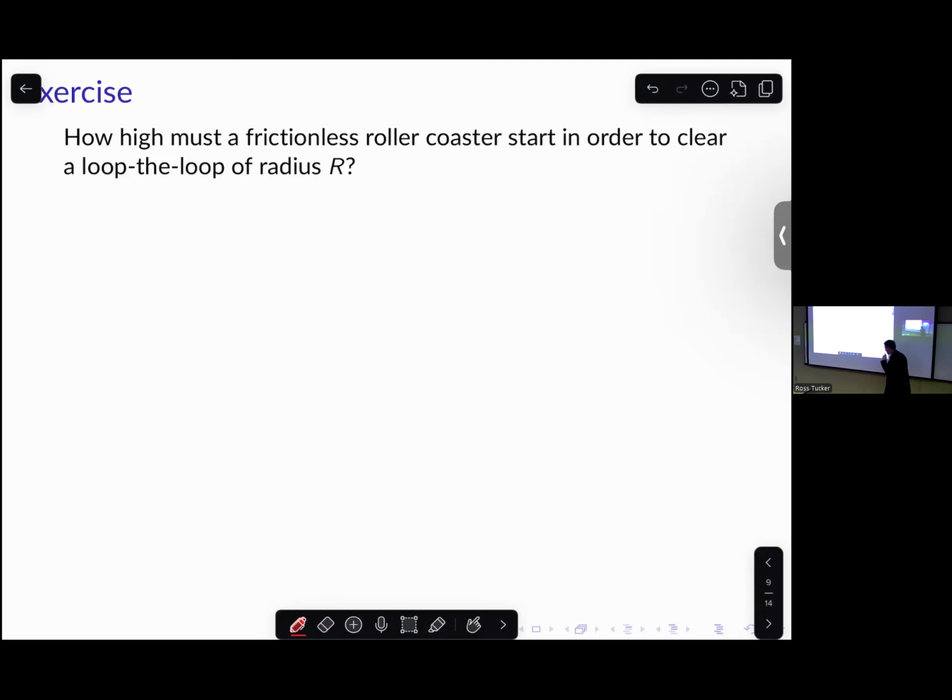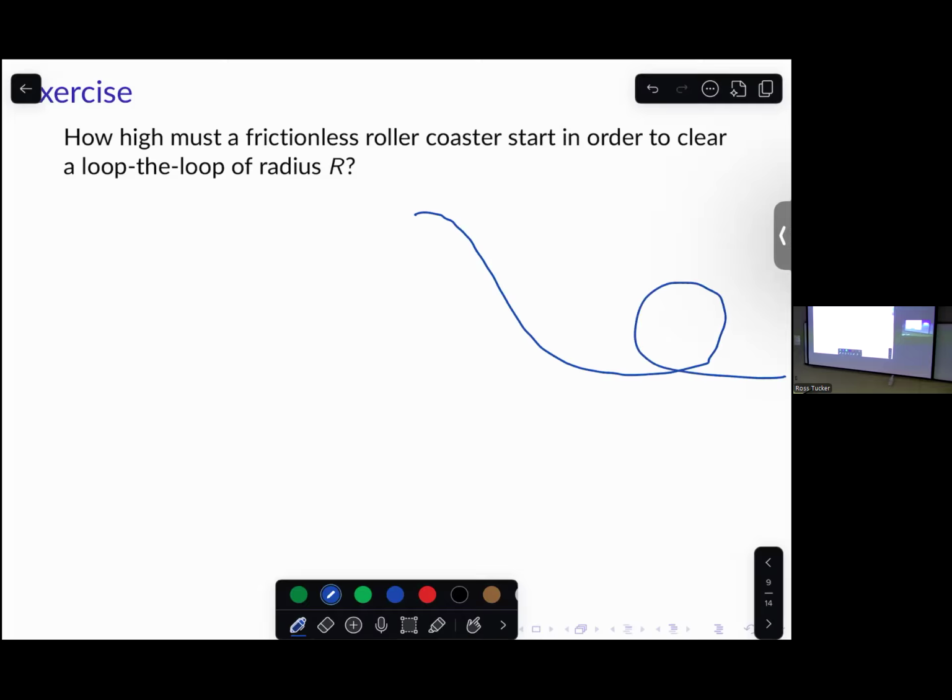I want you to identify three times. The first time is at the peak of the hill. The second is entering the loop. The third time is at the top of the loop. Okay, so let me sketch this. Time 1 is up here. Time 2 is down there. Time 3 is up there. And I'm going around the circle.